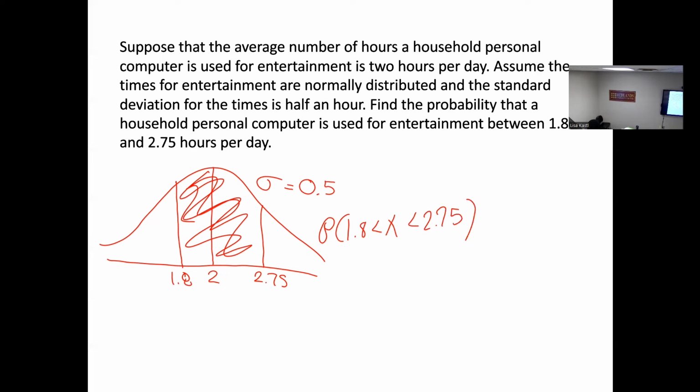And these are the easiest to find using your calculator. So this is going to be a normal distribution whose lower limit is 1.8 and whose upper limit is 2.75 and whose mean is 2 and whose standard deviation is 0.5. So what is the area under the curve between 1.8 and 2.75 if the mean is 2 and the standard deviation is 0.5?